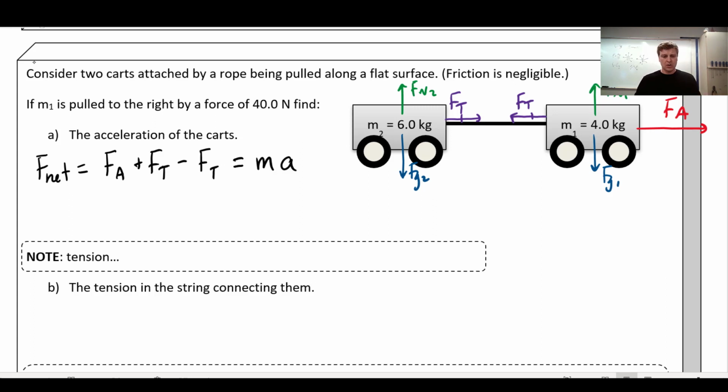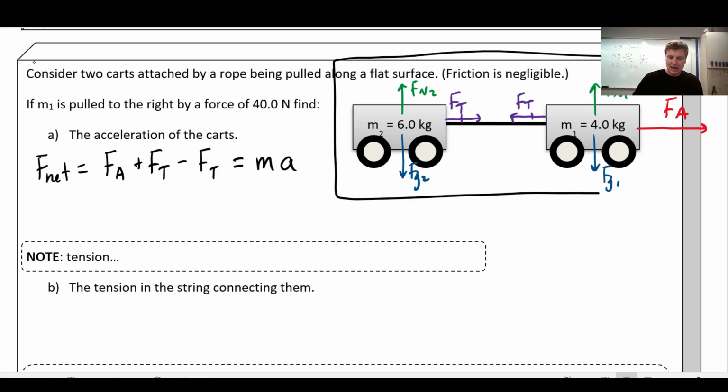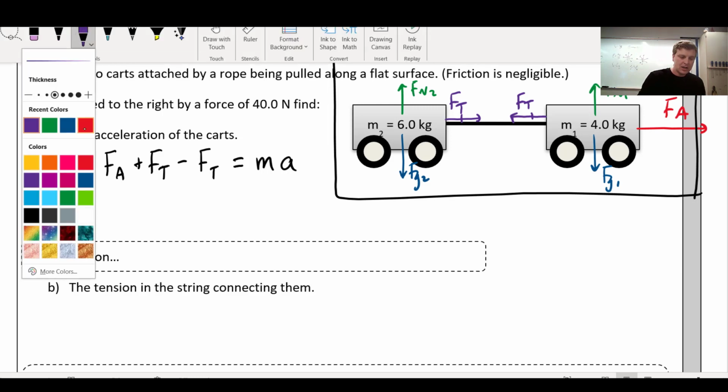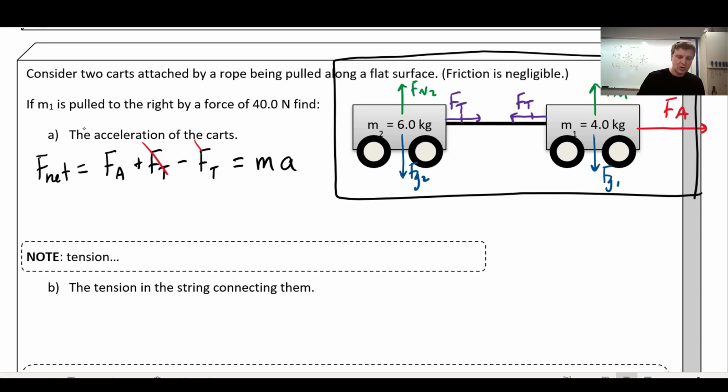There's two things I want you to notice here. First of all, in this first treatment, I'm looking at the entire system, all of the things. When I look at the whole system, the tension force is going to cancel out. And this is always going to happen because the tension force is an internal force, internal to the system, and it's always equal and opposite to itself. So those forces cancel out.